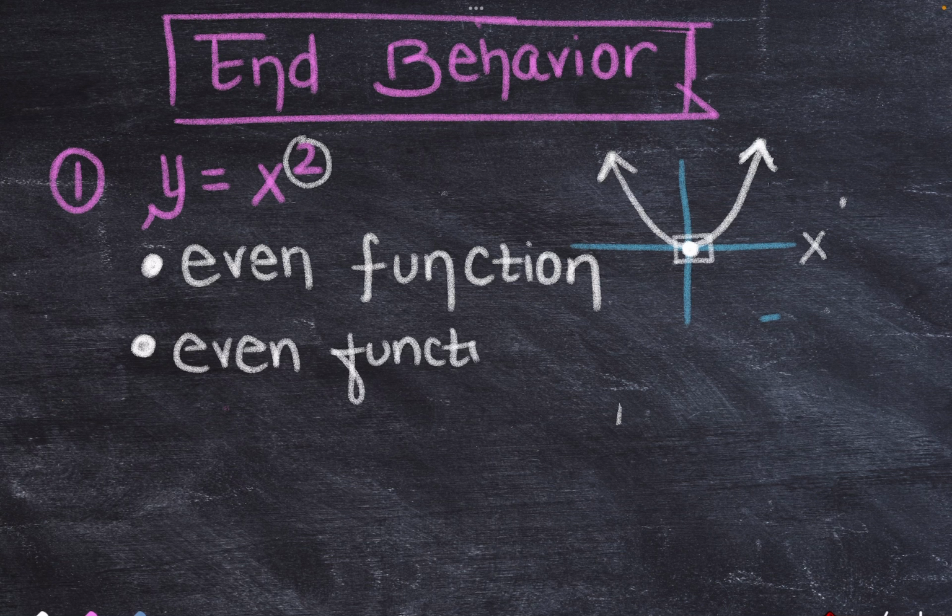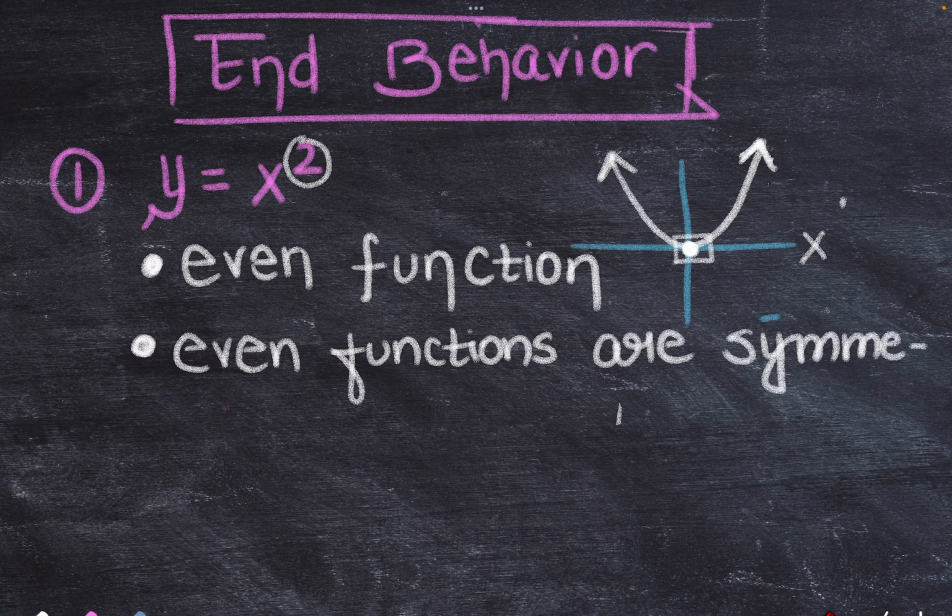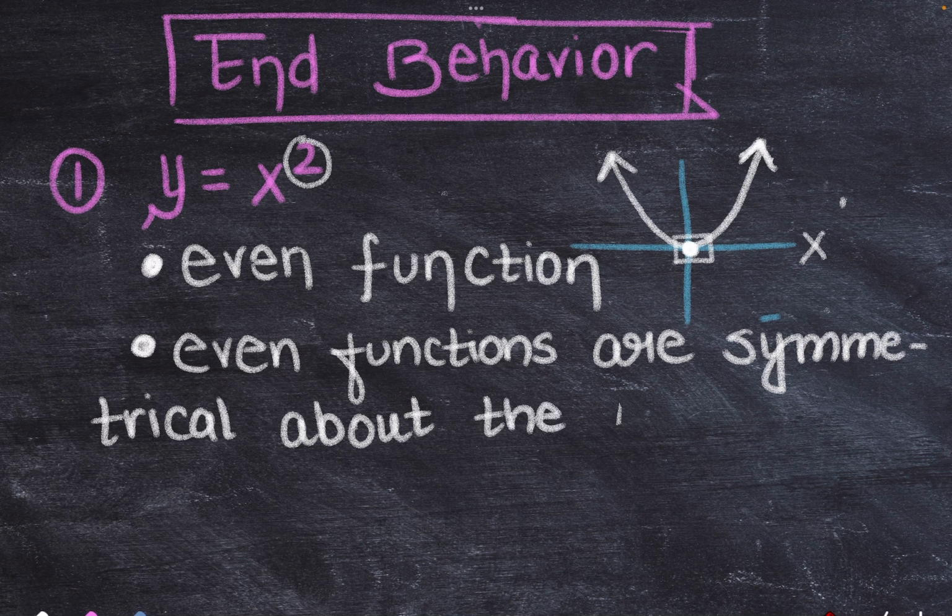symmetrical about the y-axis. So they are symmetrical about the y-axis. What does this mean? This means that this is actually the y-axis, and here if I draw a line through this function, you can see that this line actually divides the function into two equal parts. So here we can see that this function is symmetrical.